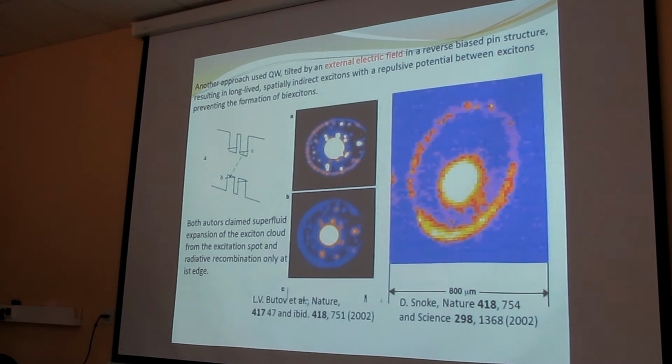And then 2 groups, one of Butov and one of Snoke, observed luminescence from the excitation spot, and then they observed nothing and only then a ring of luminescence. And their idea was, in letters to Nature, we produce excitons, they undergo a Bose condensation, they become superfluid, they expand with the velocity of sound, and only where they stop to expand, we observe luminescence here. Okay.